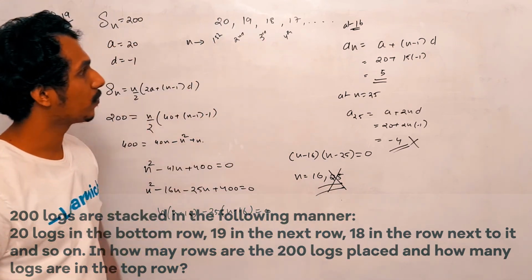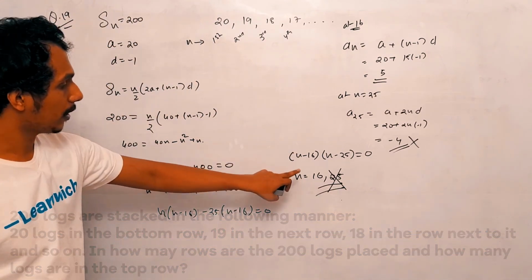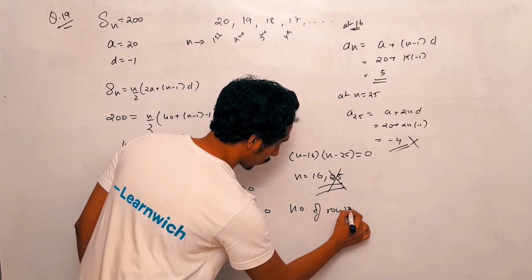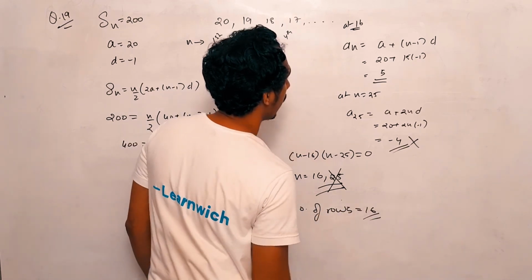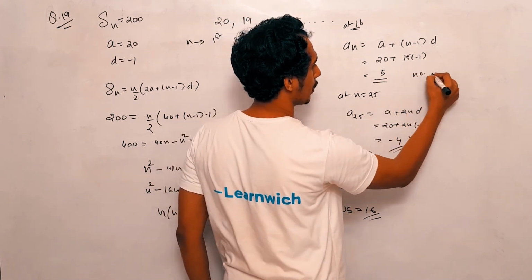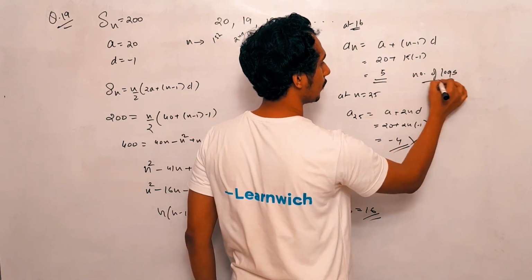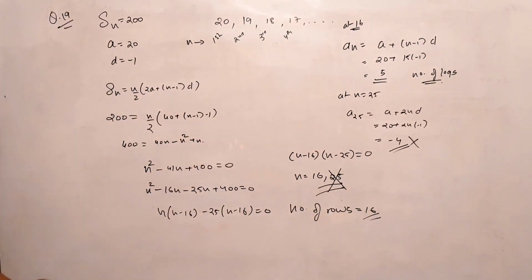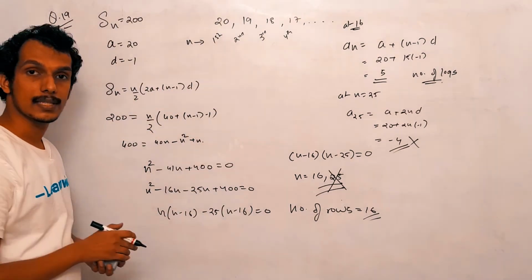So the total number of rows will be 16. Number of rows equal to 16, and number of logs is 5. Understood? Yeah, so please note down the question. We'll go to the last question of this exercise.